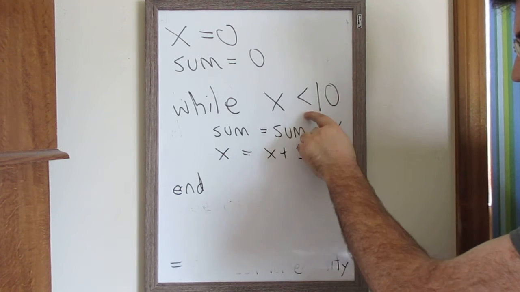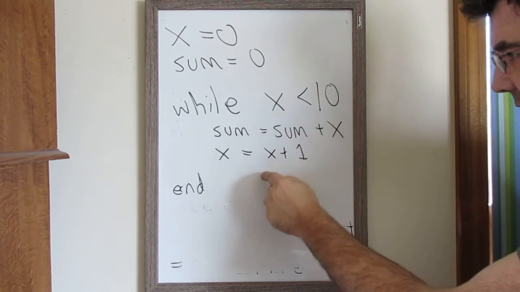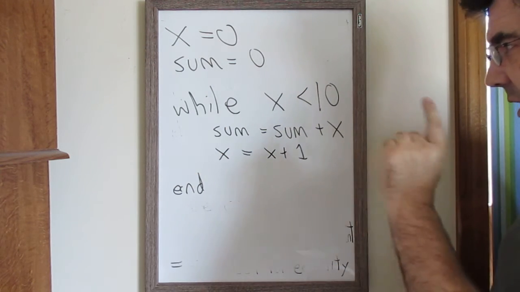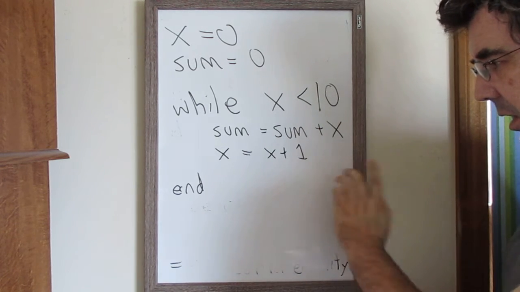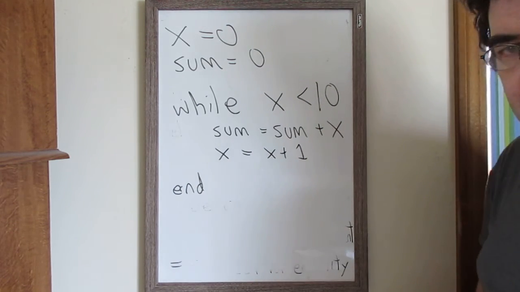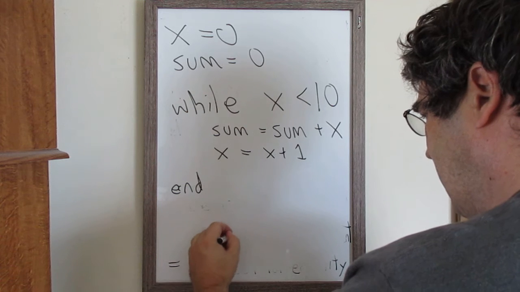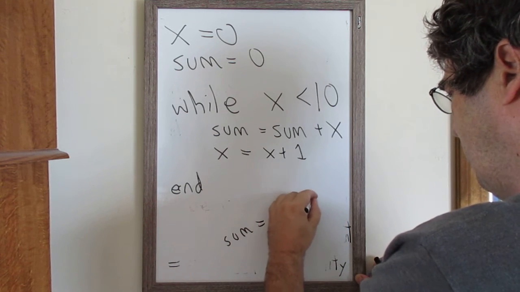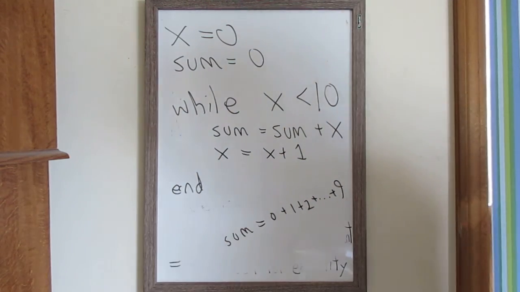So while x is less than 10, while x is still less than 10, this gets executed. Okay, but when I reach the time point at which x is equal to 10, this becomes false. This does not execute. Done. You stop. What this will result in, you probably can figure out, is that sum becomes 0 plus 1 plus 2 plus so on plus 9, but not including 10.